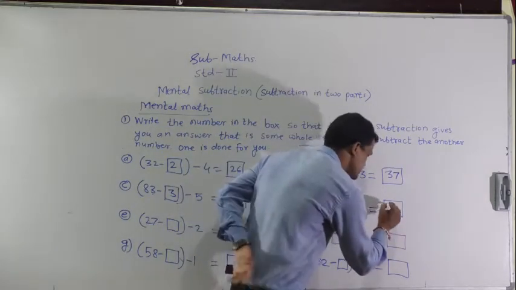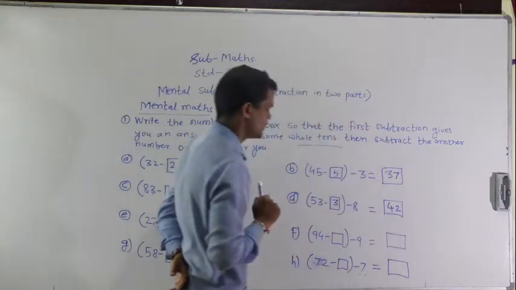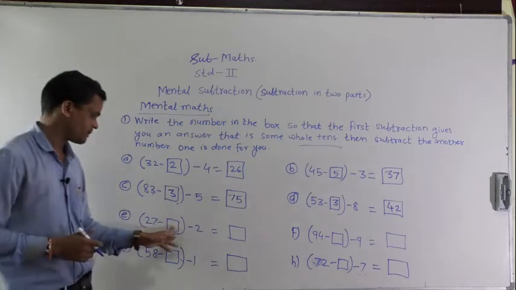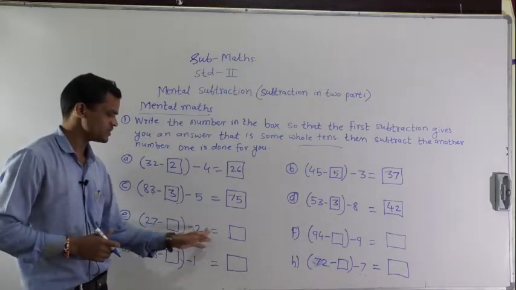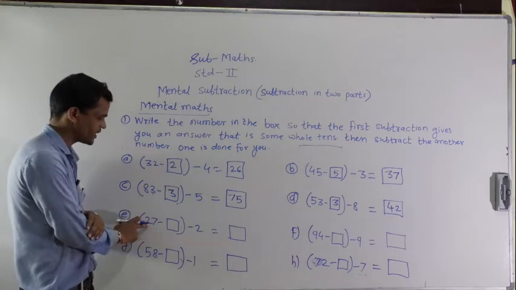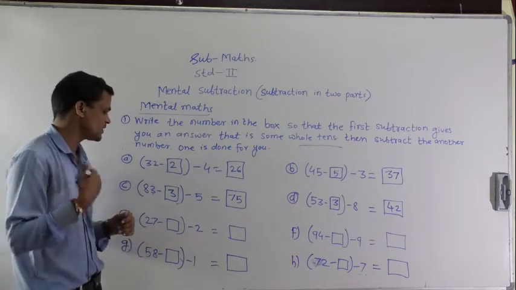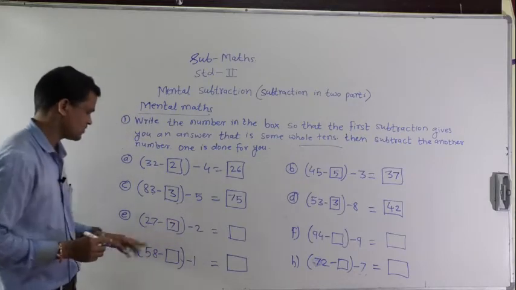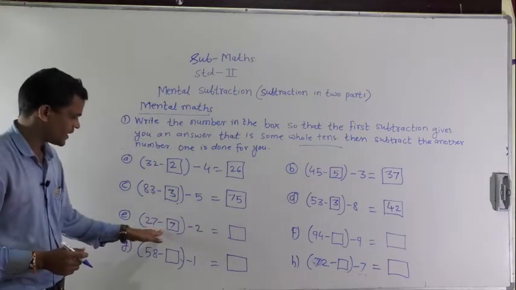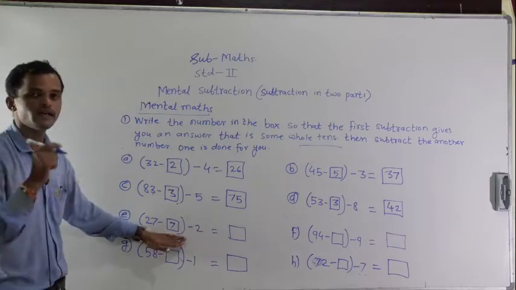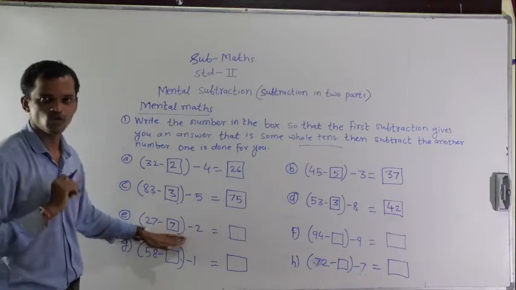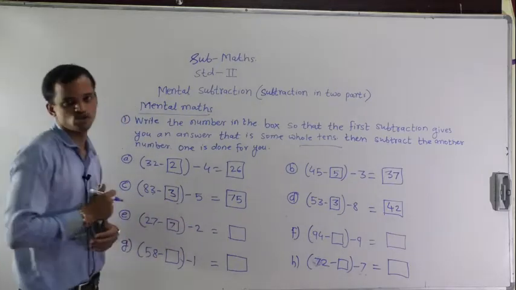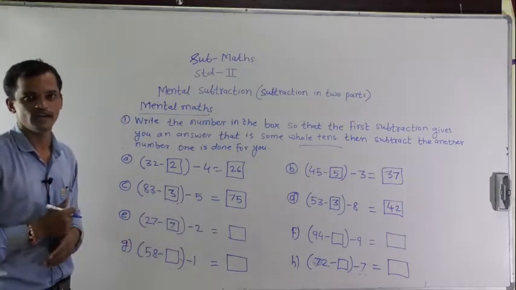50 minus 8, 42, so the answer is 42. Okay, then next, 27 minus blank, minus 2. Which number should be subtracted from 27 so you will get whole tens? That is 7. Okay, so 27 minus 7, you will get 20, and the 20 is the whole tens. Now next step, 20 minus 2, 18.